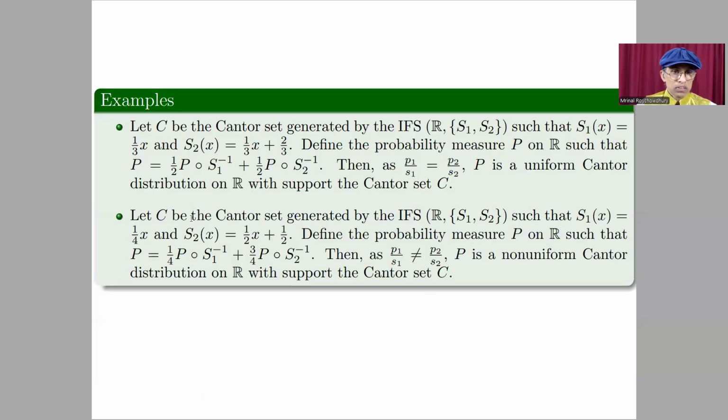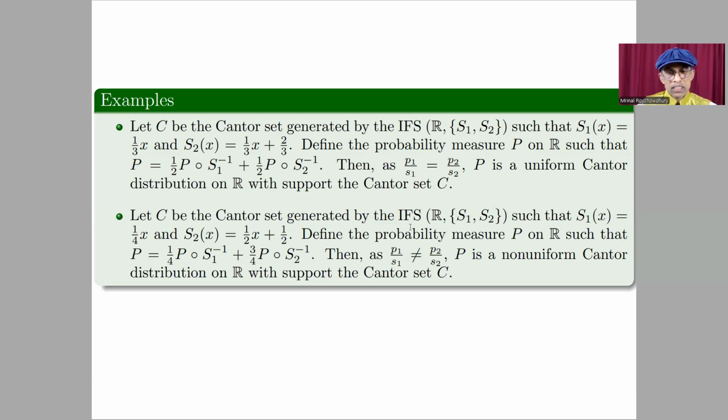Here, I am going to give you two examples. Let C be the Cantor set generated by the IFS such that S1(x) = (1/3)x and S2(x) = (1/3)x + 2/3. Define the probability measure P on R such that P equals this. Then, as p1/s1 = p2/s2, here p1 is 1/2, p2 is also 1/2, s1 is 1/3, s2 is 1/3. So these two ratios are equal here. Because of that, we call P a uniform Cantor distribution on R, which has support the Cantor set C.